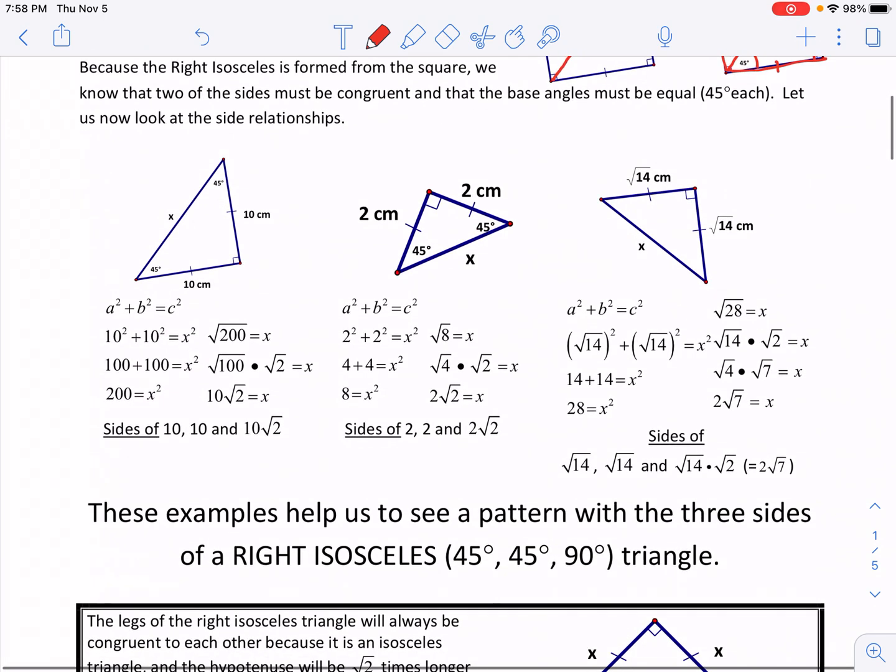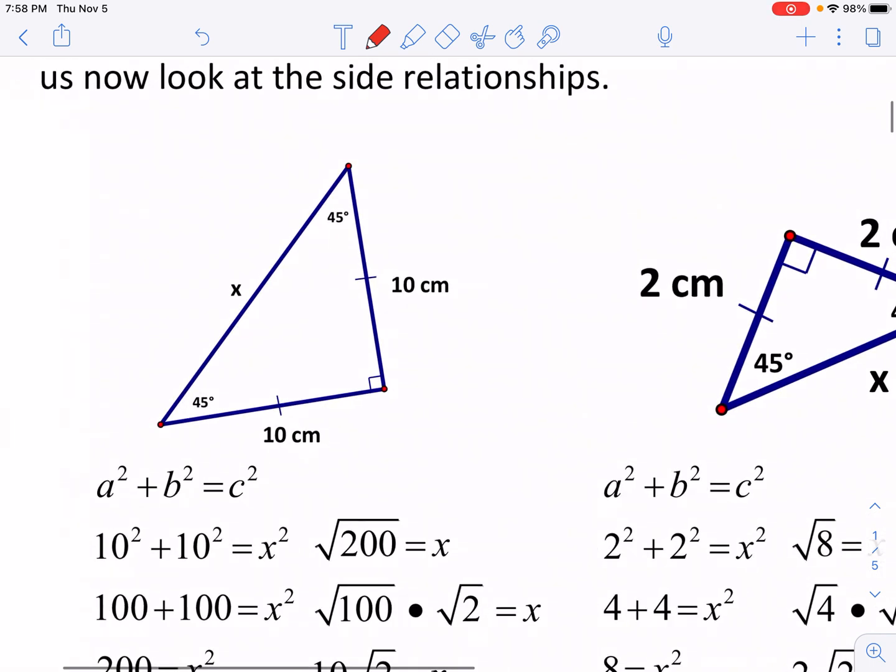Now, what we want to discover is the relationship between the sides. And the way we can do that is looking at these examples here, where they give us the leg lengths of this triangle. In other words, we have 10 centimeters for this leg, 10 centimeters for this leg, but we don't know what the hypotenuse is. They just label it as x. Now, if this is a right triangle, we can apply the Pythagorean theorem, a squared plus b squared equals c squared, and find the missing side x.